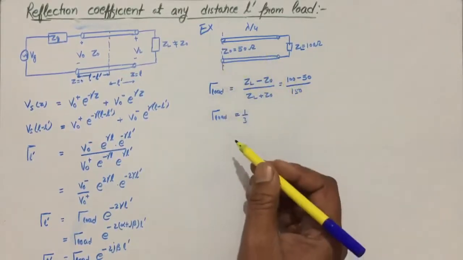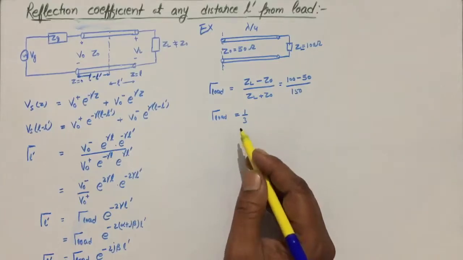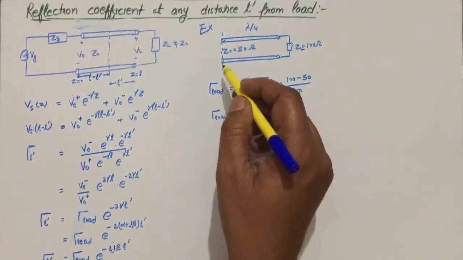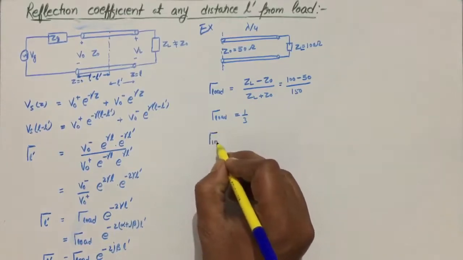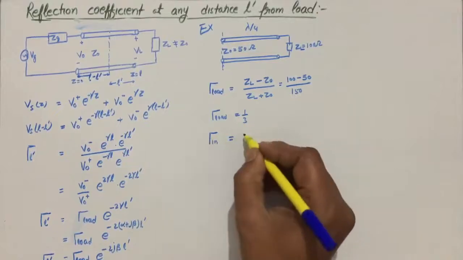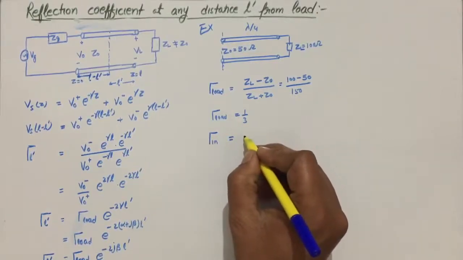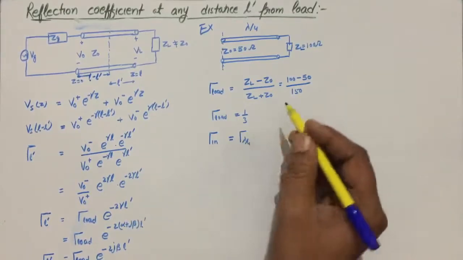So for that purpose, at the source side, we can say the reflection coefficient at the input side is equal to the reflection coefficient at L dash, where L dash is at lambda by 4.